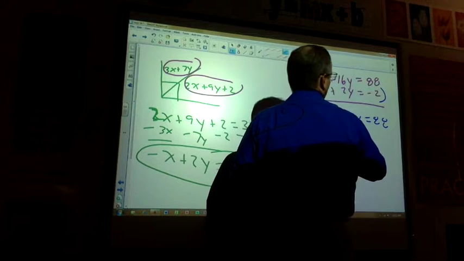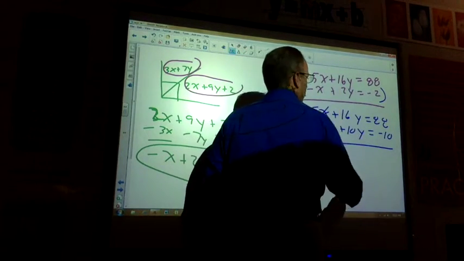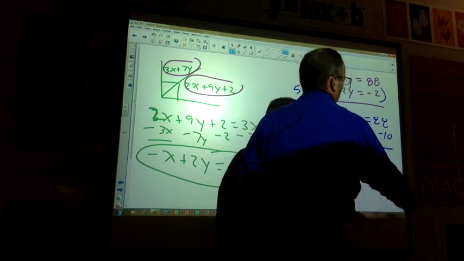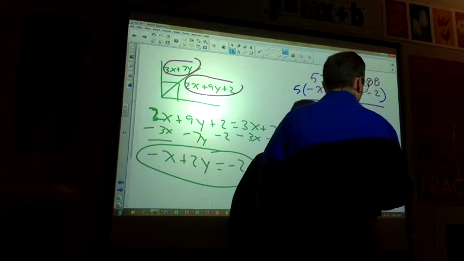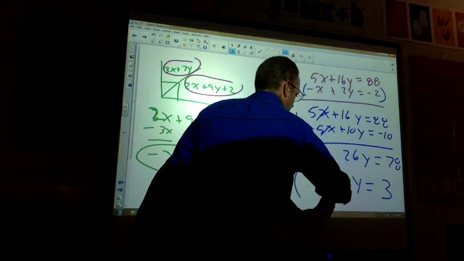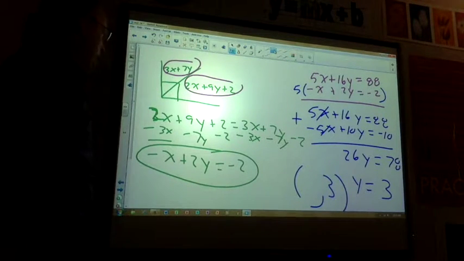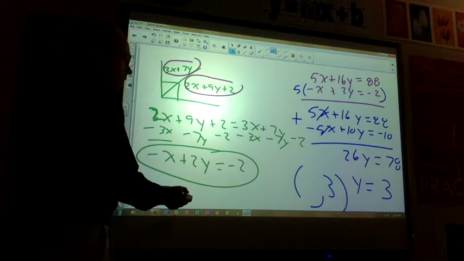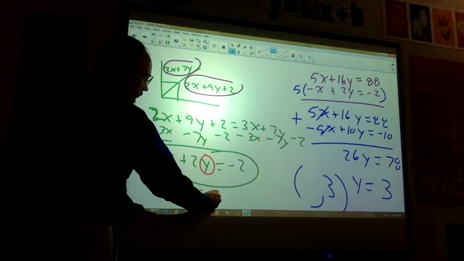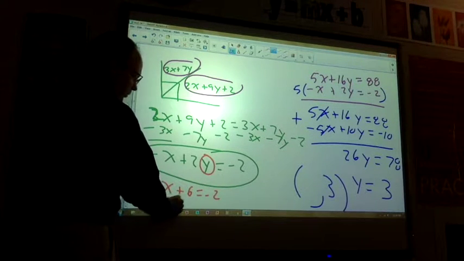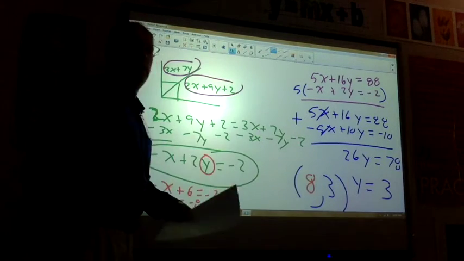Negative 5x plus 10y. Add those together. 26y equals 78. So y is equal to 3. That's my y component. I'm going to take that, plug it back in, into whatever equation you want. It's going to still work. I'll plug it in right there. So I get negative x plus 6 equals negative 2. Negative x is equal to negative 8. So x is equal to 8. 8 comma 3 is our answer.